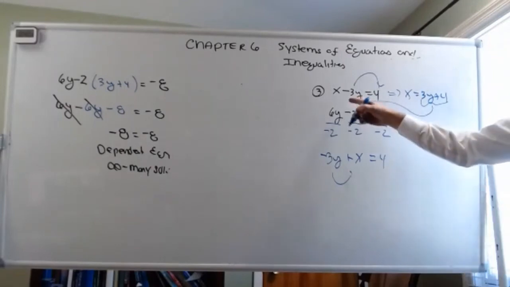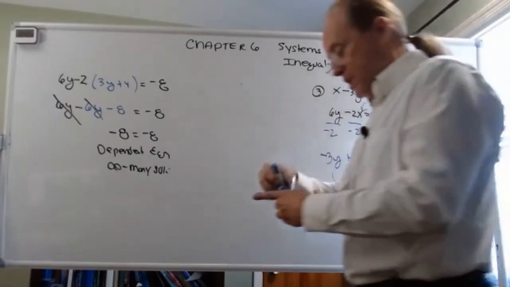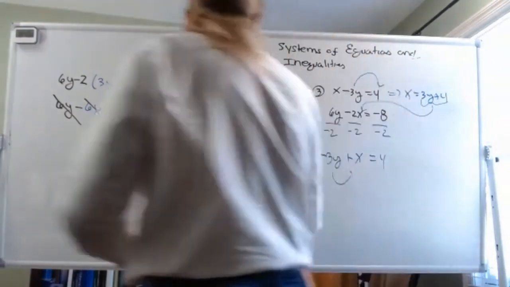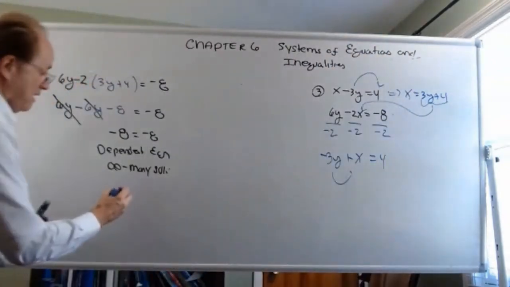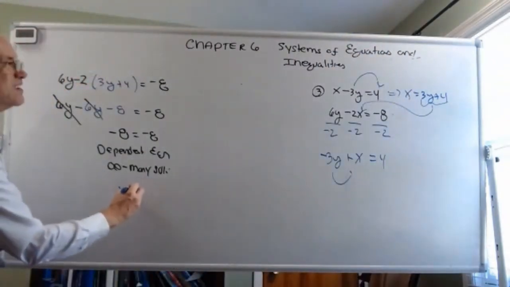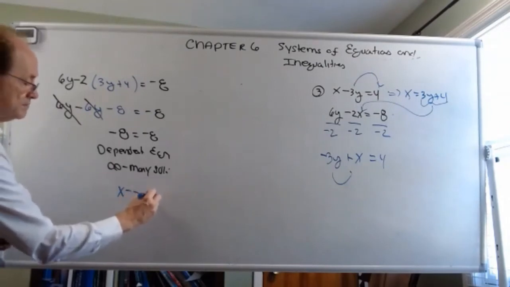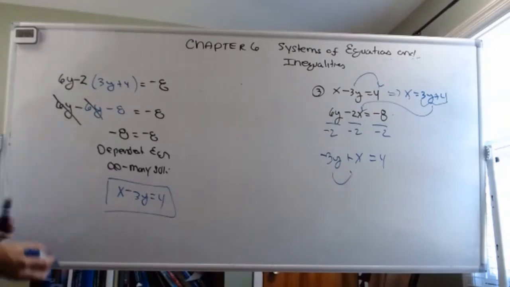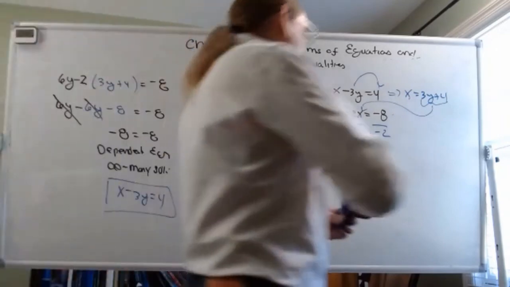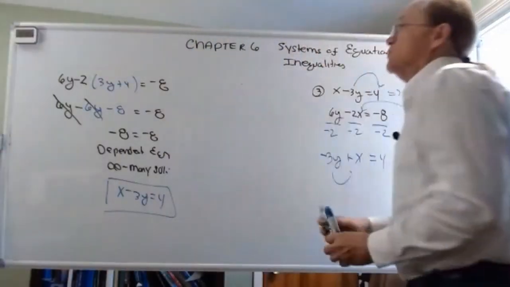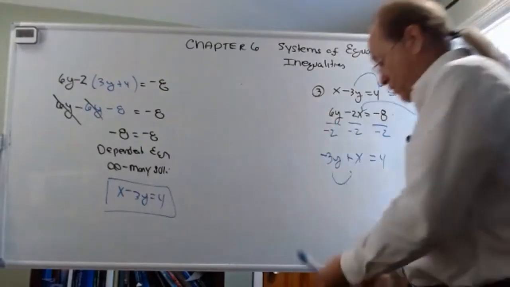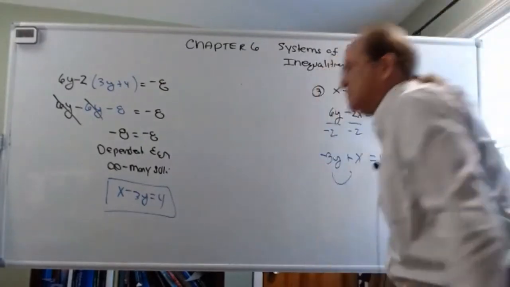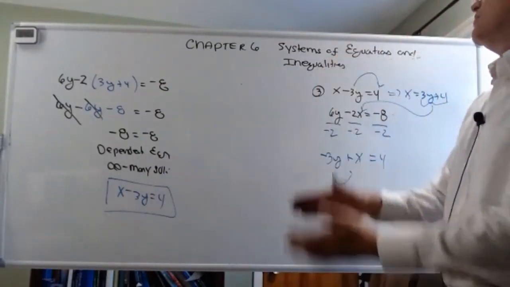So my solution, I could take any one of those if I wanted to and say my solution is any points that satisfy this equation. That's my solution set. Just grab one of the equations, and those are where those two lines intersect. They're overlapping lines. They're coincident lines. They both fall right on top of one another.